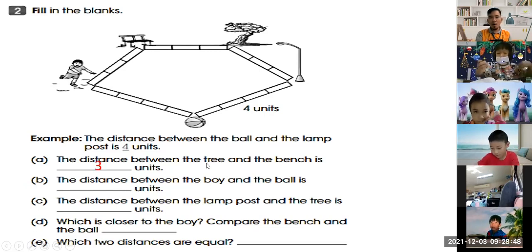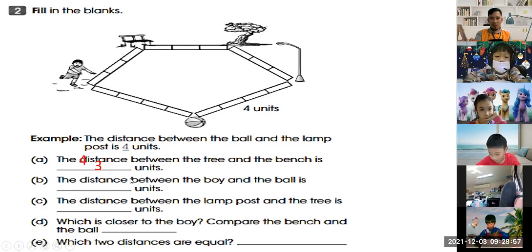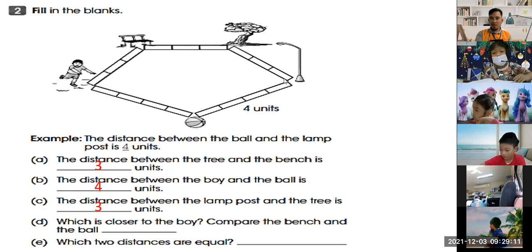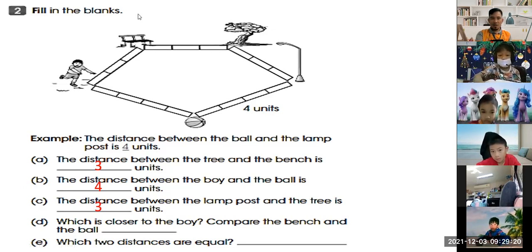How about the boy and the ball? How many units? 4 units. Very good. How about the lamp post and the tree? It's 3 units. Okay, here you can count: 1, 2, 3. So lamp post to the tree is 3 units.